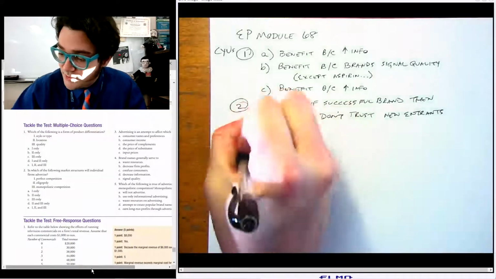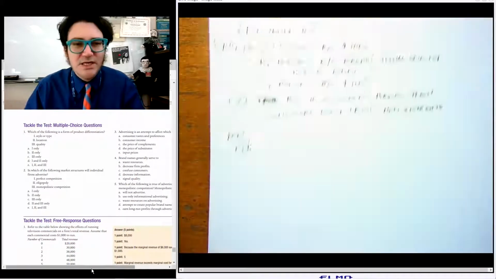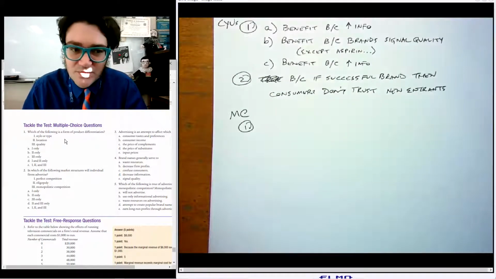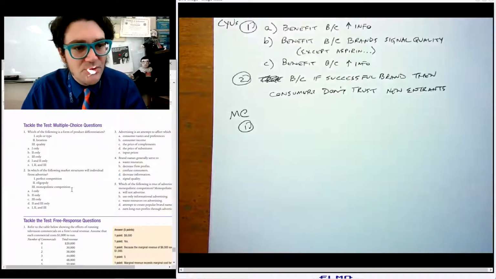Number one, multiple choice. You can tell that this is one of these days. Which of the following is a type of product differentiation? They differentiate by style or type. They do. It's location and quality.